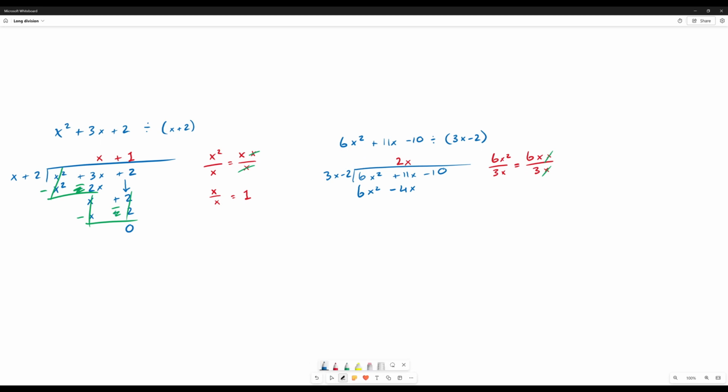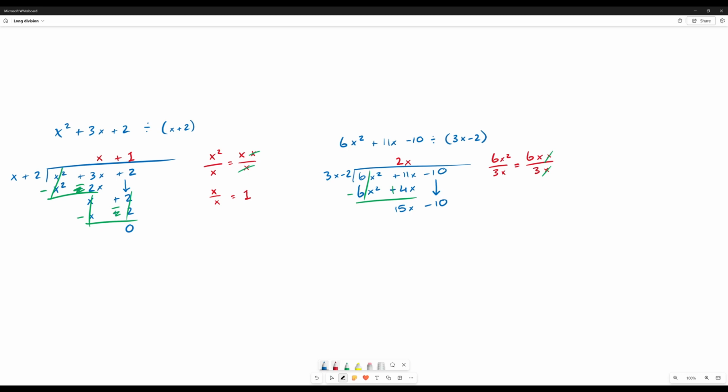Maybe I should. I don't know. I'm just being lazy. Draw a line. Change the sign. These will cancel. These won't. 11 and 4 is 15x. And then we bring down the minus 10 just so that the guy's not lonely.